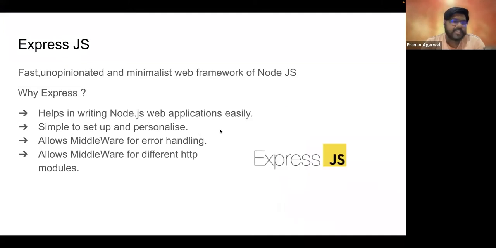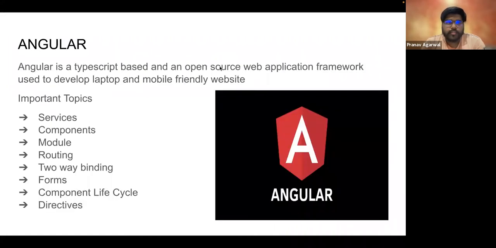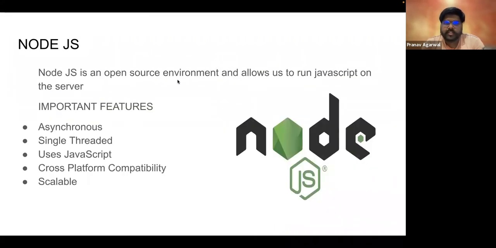Next is Express.js. Express.js is a framework of Node.js. Before that, we should know what is Node.js and what was the need of Node.js. So Node.js is an open source environment which allows us to run JavaScript on the server. So why was it required when we have Java and Python already running for backend languages?